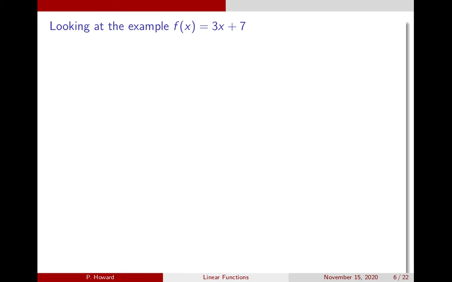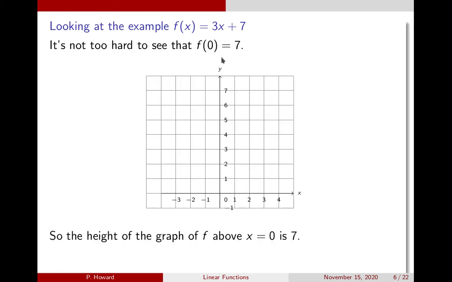So let's go back to looking at an example of a linear function, f of x equals 3x plus 7. It's not too hard to see that if you plug in 0, f of 0, you get 7. f of 0 means that you replace x by 0 in the formula. So that means that the height of the graph of the function f above 0 is 7.